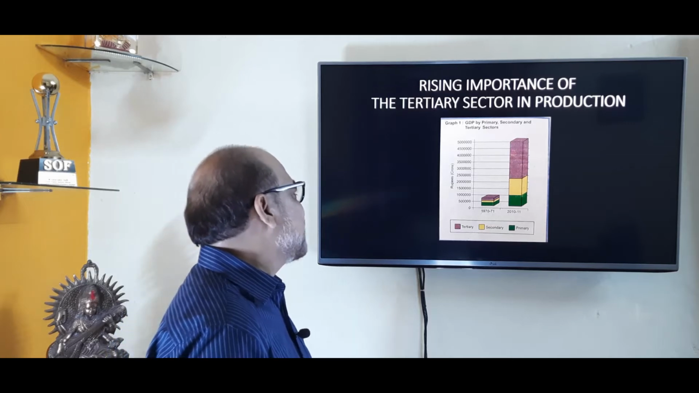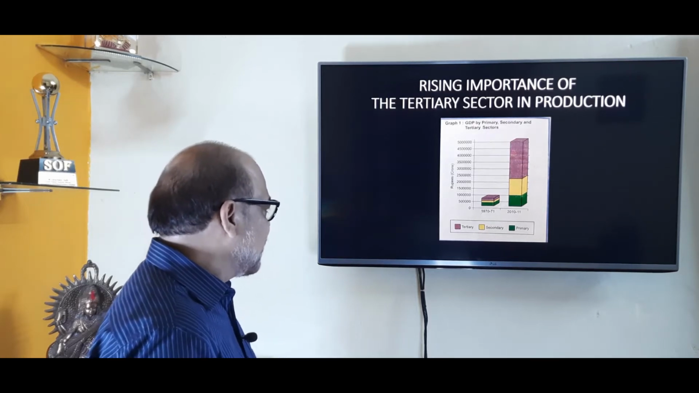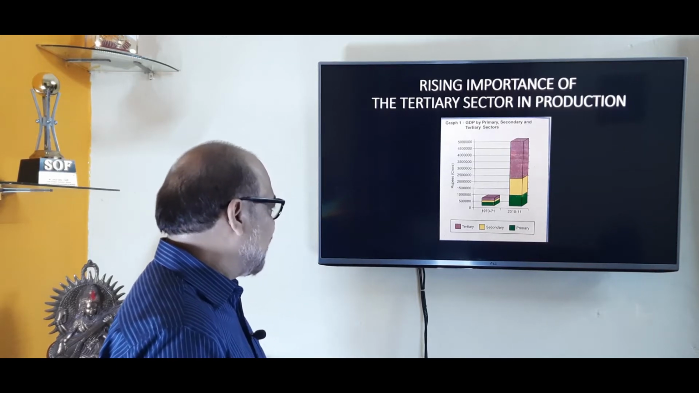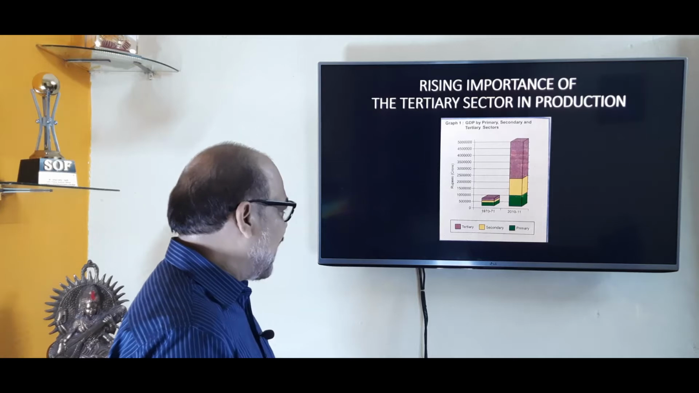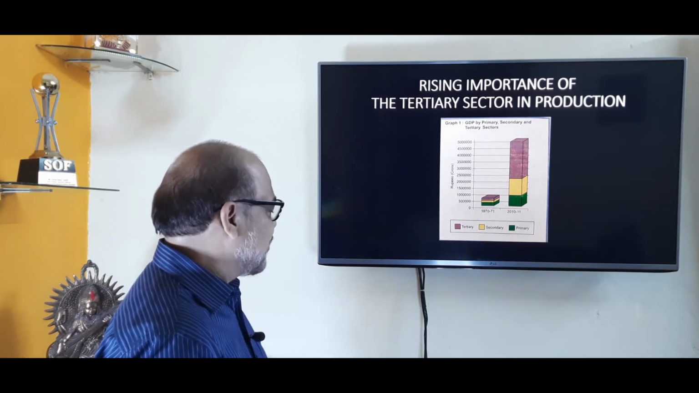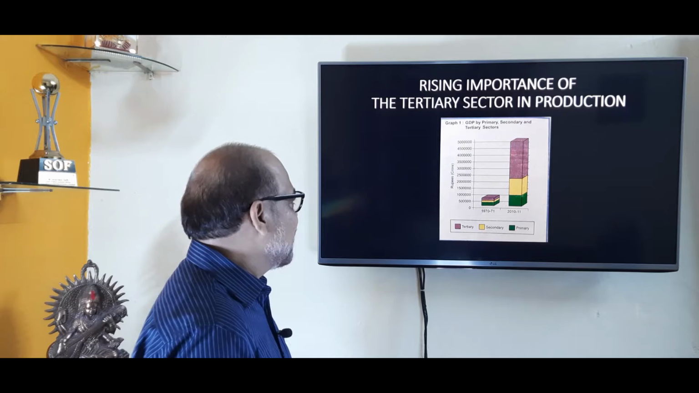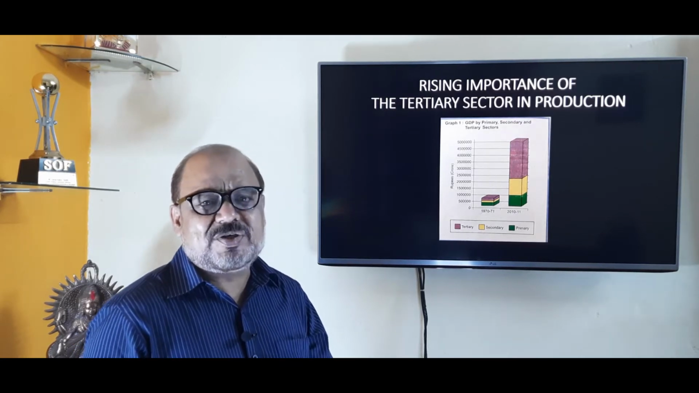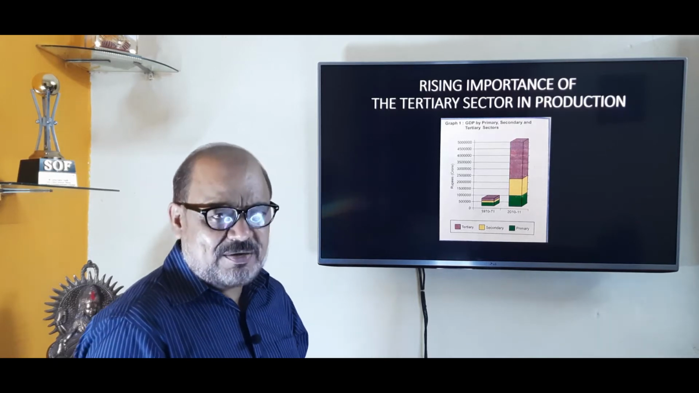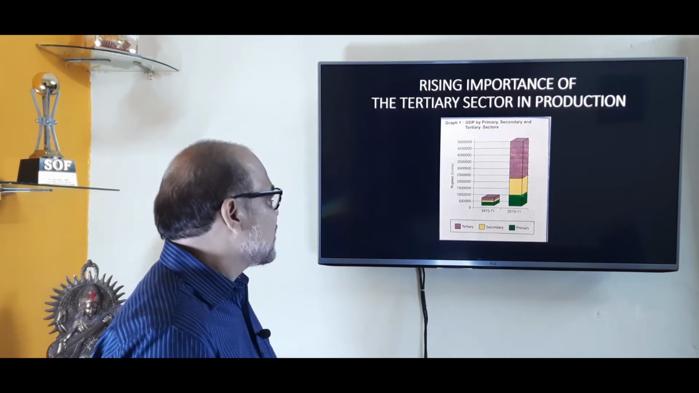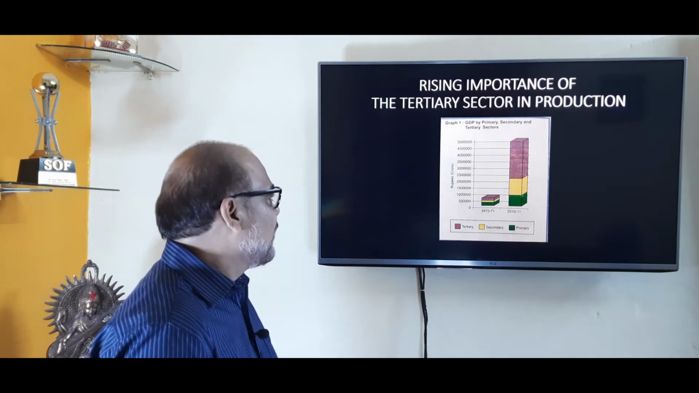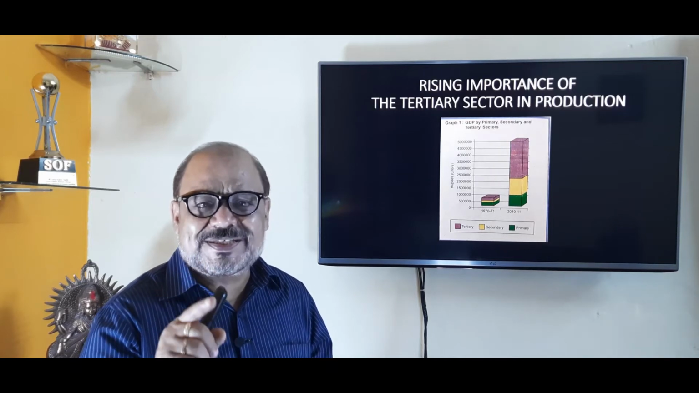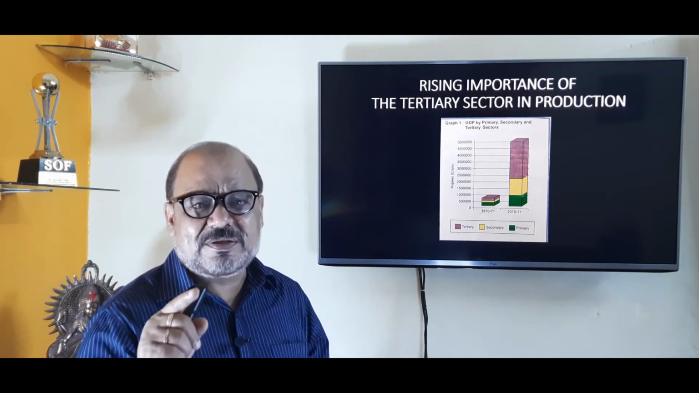If we observe this graph, we find that the maximum amount of growth is in the tertiary sector, then in the secondary sector, and then in the primary sector. From 1970-71 to 2010-2011, there is a significant rise in the performance of the tertiary sector in comparison to the secondary sector and the primary sector.